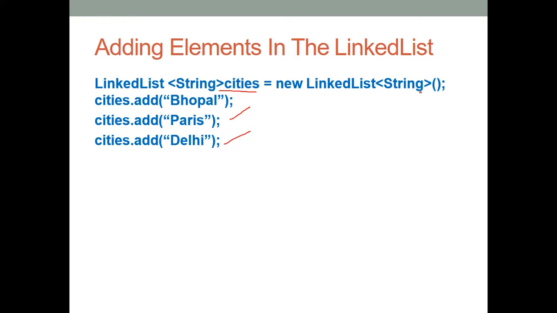How do you create it? This is generics. When you see angular brackets, it is called generics. It is restricted, so this linked list can only store string values. It can't store a student object or any other object.